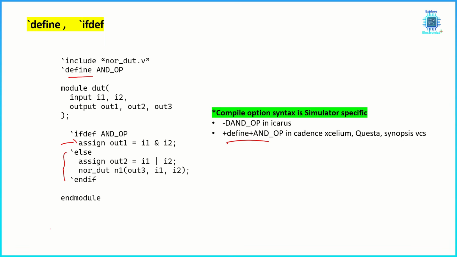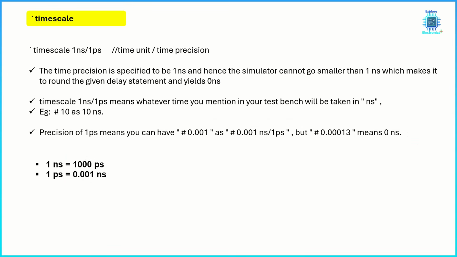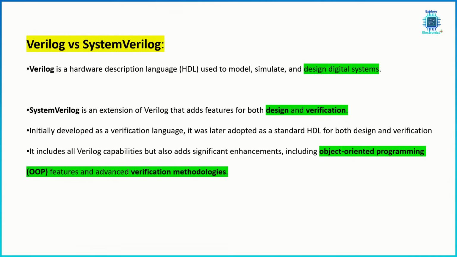You can also do these defines through the command line using Cadence or Questa, Synopsys VCS tool or Icarus Verilog in this way. Then timescale we have already seen. We need to define the timescale at the starting of the code itself to make the system understand what is the delay we are providing, what is the precision of that, and what is the unit of that. This is about the compiler directives.